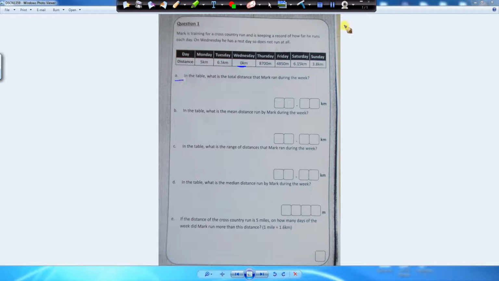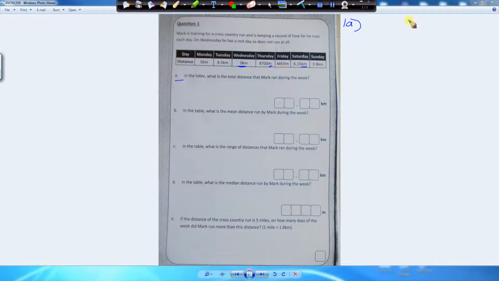So question A. Let's do question 1A over here on the side. What does this question involve? It involves us adding two different types of units. We have meters and kilometers. In order for us to add them, we need to make the units the same. Otherwise, you'll make lots of mistakes.